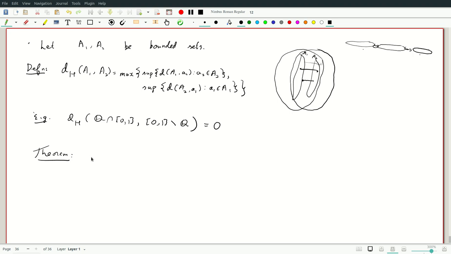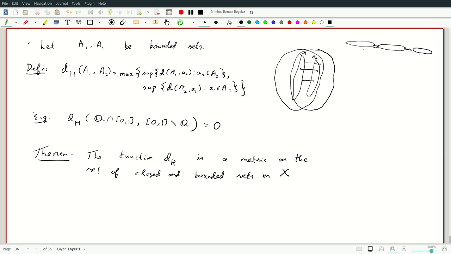So the theorem is that the function d_H is a metric on the set of closed and bounded sets in X. Indeed, we'll start the next video with a proof of this.